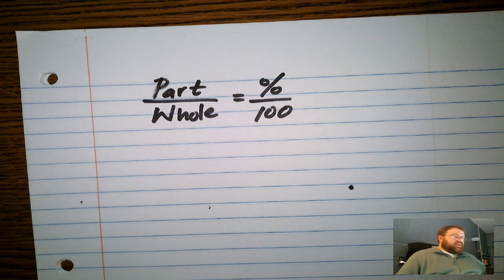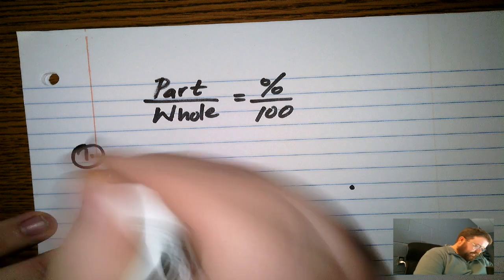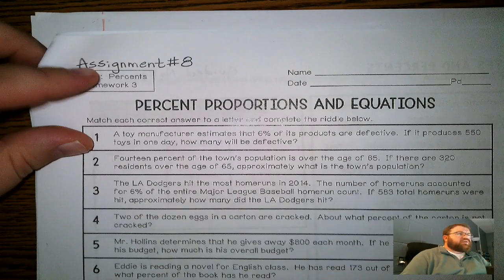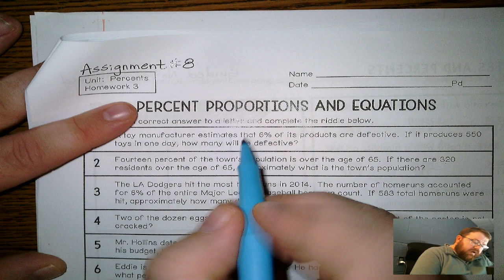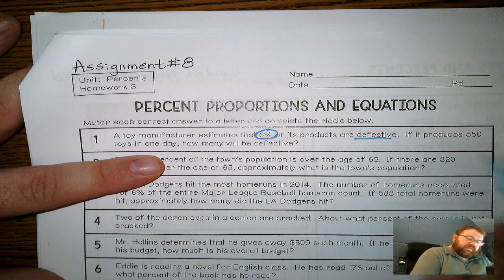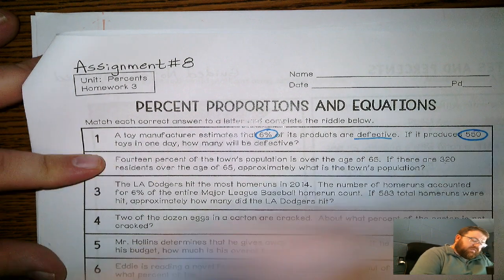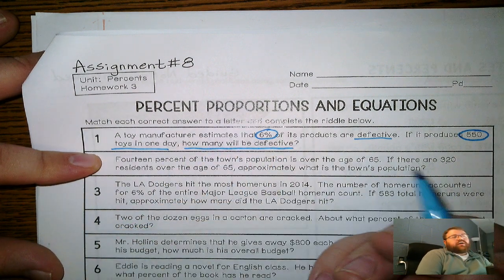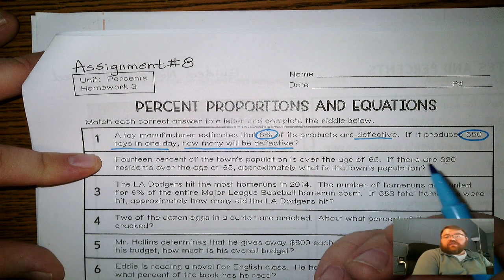So problem number 1 in your packet says that a toy manufacturer estimates that 6% of the products are defective. If it produces 550 toys in one day, how many will be defective? So I want you to use cubes here. I want you to go through and circle 6% of the products are defective. If it produces 550 toys in a day, how many will be defective? Remember to underline your question, circle your number, and box in any action words.